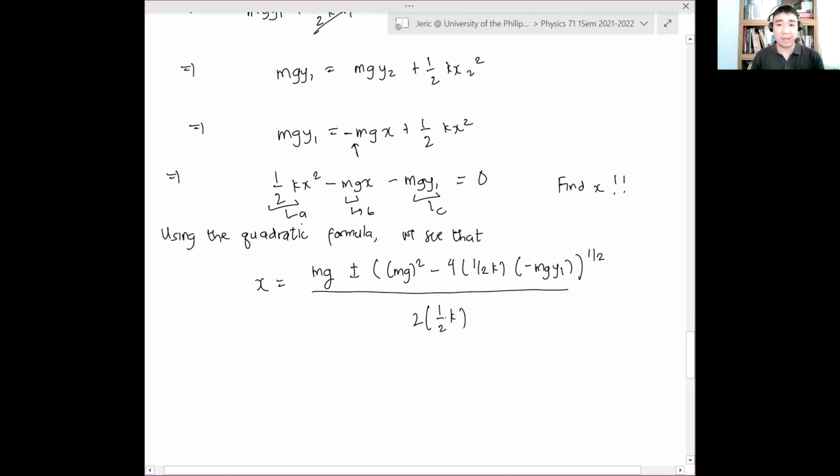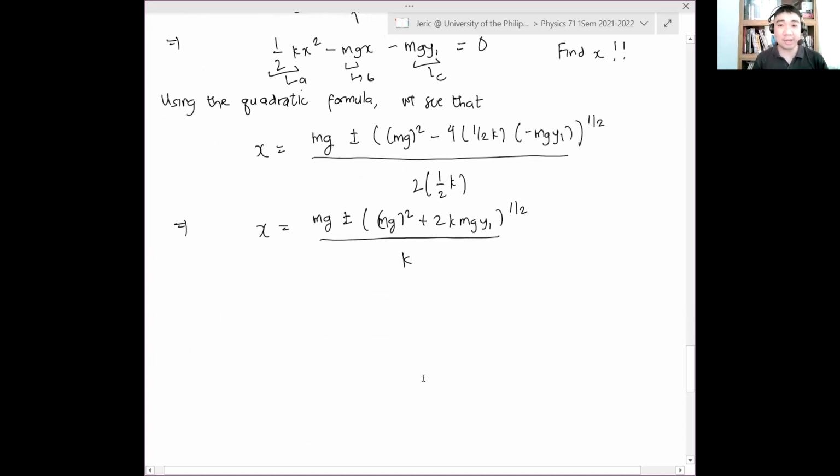Okay? Now, alternatively, what you can do is to substitute all the numerical values and just use your calculator in determining x. And when you simplify it, ang lalabas dyan ay, this will give you, x is simply, sulat ko muna yung final form nito, mg plus or minus the square root of mg quantity squared plus 2k mg y1, all over k. So that's the form of the quadratic equation.